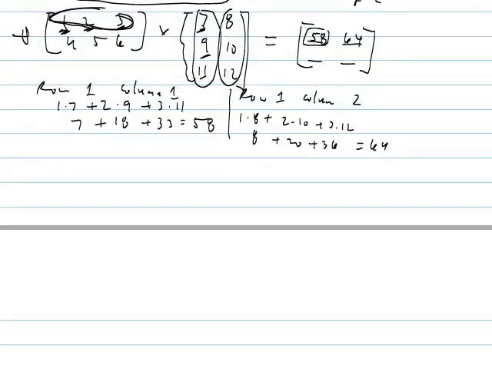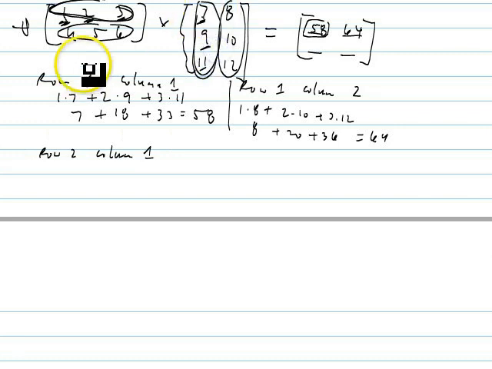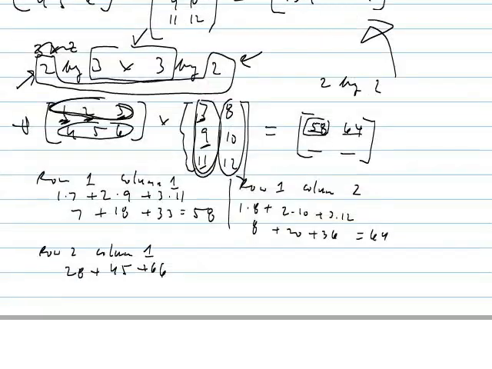I'll continue with this one just to get the entire answer. This bottom left element is in row 2, column 1 of this matrix. So I take row 2 from the left-hand matrix and column 1 from the right-hand matrix. And I do 4 times 7, which is 28. I do 5 times 9, which is 45. I do 6 times 11, which is 66. And I add those together to get the answer, which is apparently 139.